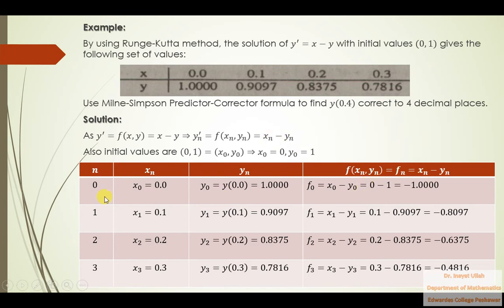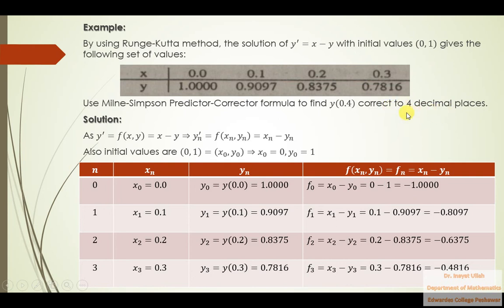Whenever we put n equal to 0, that will be f naught equals x naught minus y naught. X naught is 0.0, so that is 0, minus y naught. Y naught is actually 1.000, actually 1. So that is 0 minus 1, which is minus 1.0000. We use numbers up to 4 decimal places here, because we are dealing with 4 decimal places.